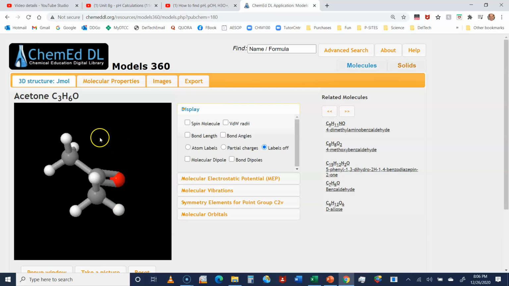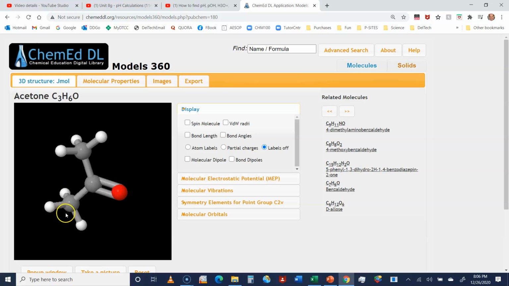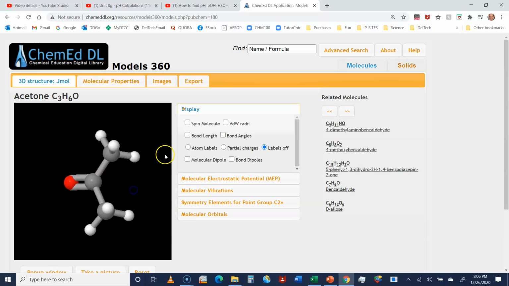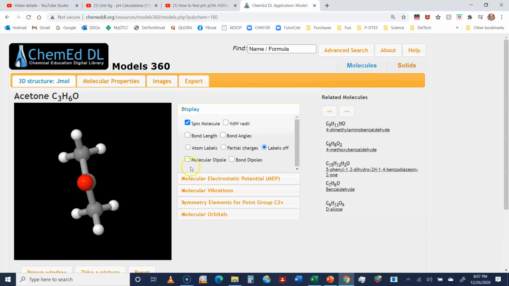Now you'll notice in this program, if you take your cursor, you can actually physically rotate the model any way you want. You can rotate it like this, or you can just click the spin button and let the program do it for you. And you can take a look at this.